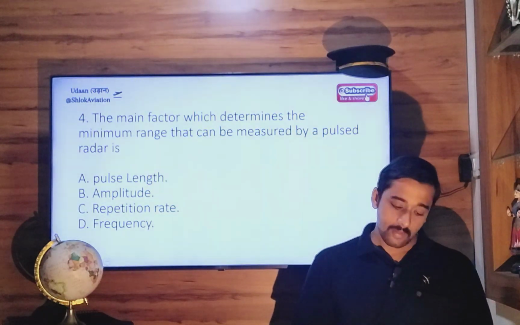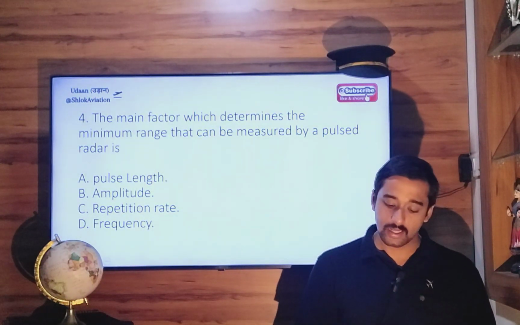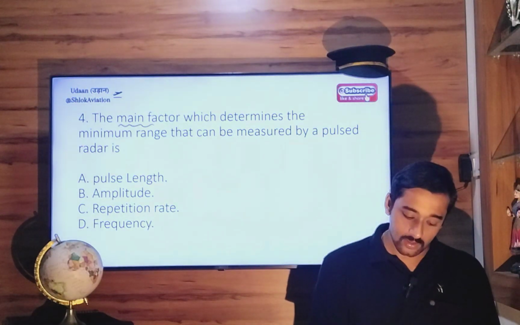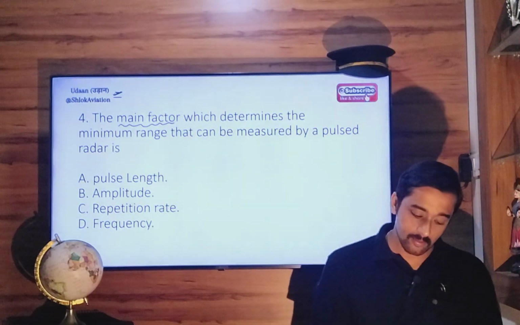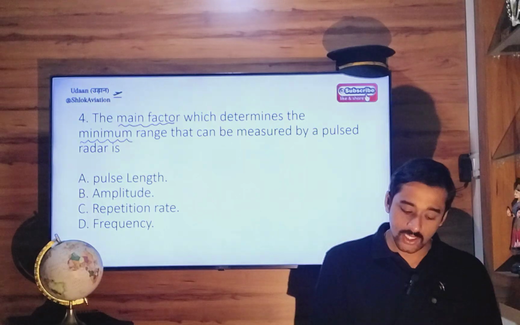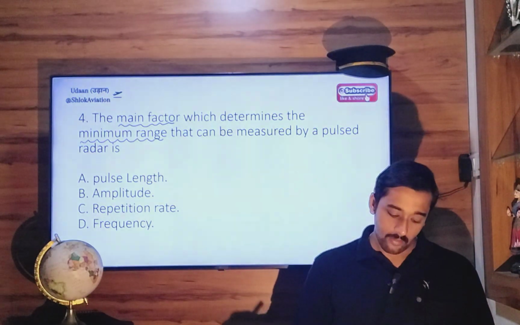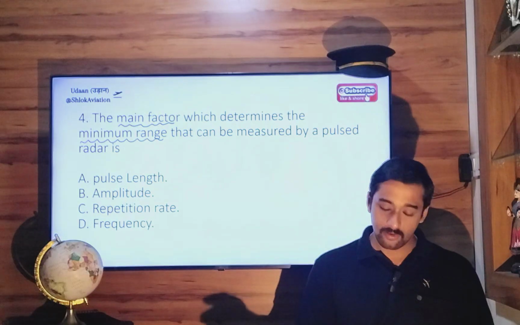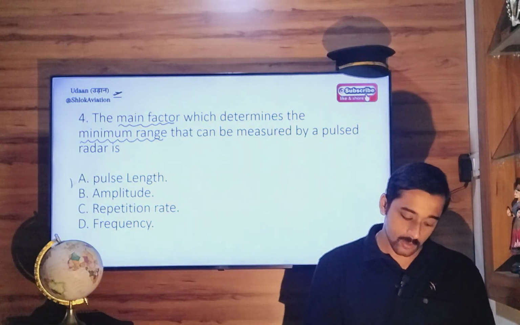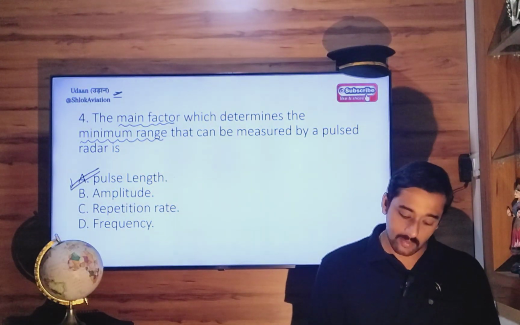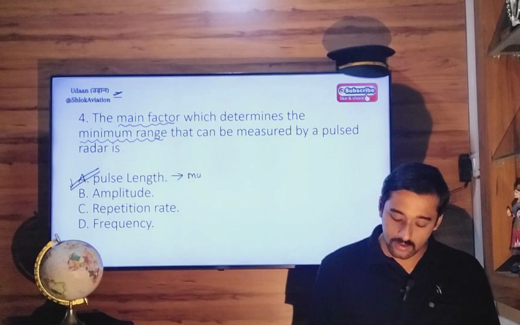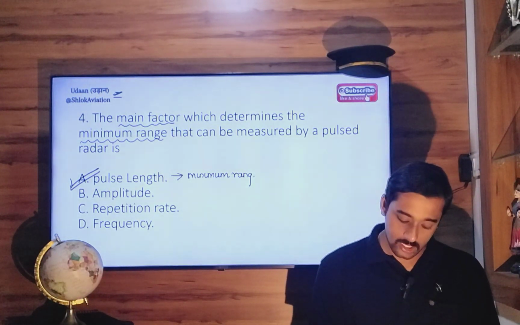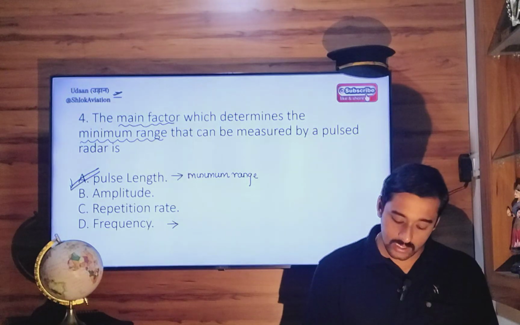Question 4. The main factor which determines the minimum range that can be measured by a pulse radar. There may be a lot of factors, but out of them the main one which influences your minimum range is: pulse length, amplitude, pulse repetition rate, frequency. So the correct option is option A. Pulse length determines the minimum range. And frequency determines your maximum range.